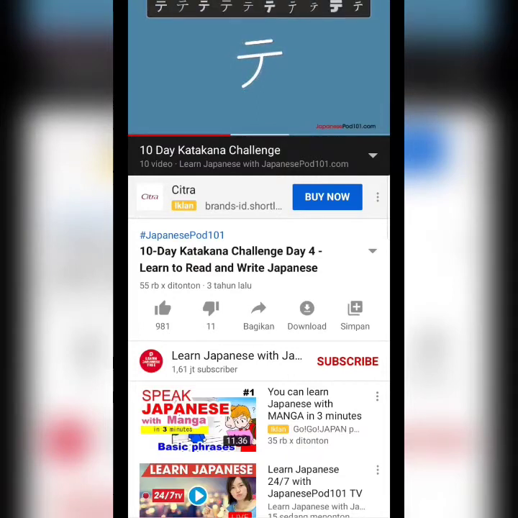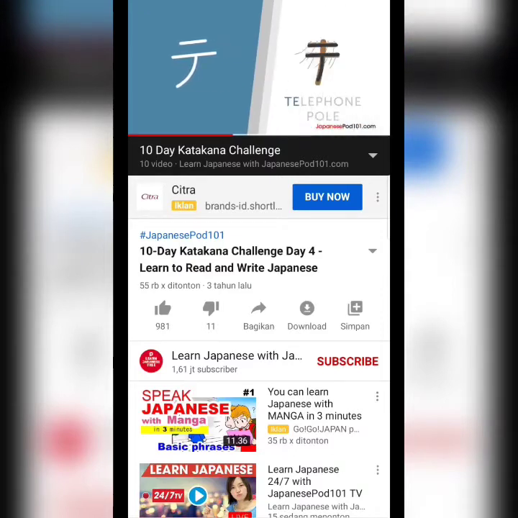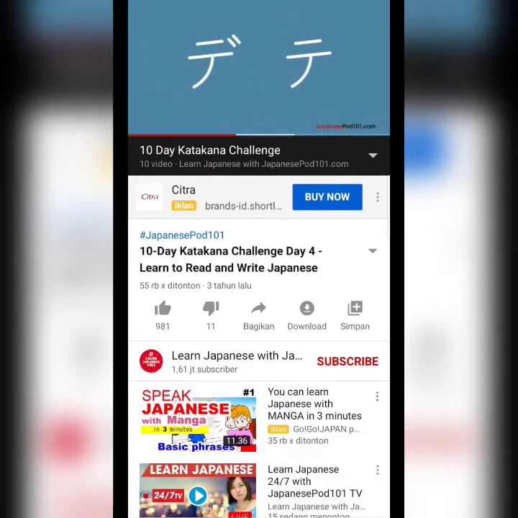Next is the katakana character te. Te. Katakana te looks like a telephone pole bent at an angle. Let's modify te with a dakuten. It is now pronounced as de.